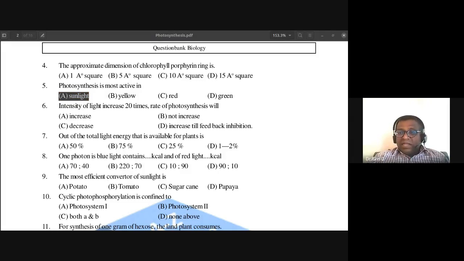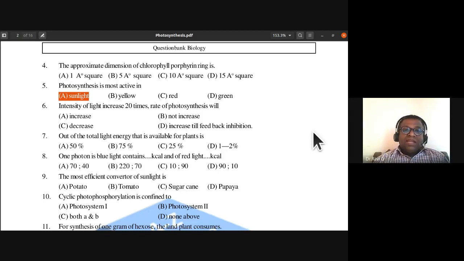So the intensity of light, okay. If the intensity of light increases 20 times, what is going to happen to the rate of photosynthesis? Is it going to increase, not increase, decrease, or increase till feedback inhibition? So which is going to happen?